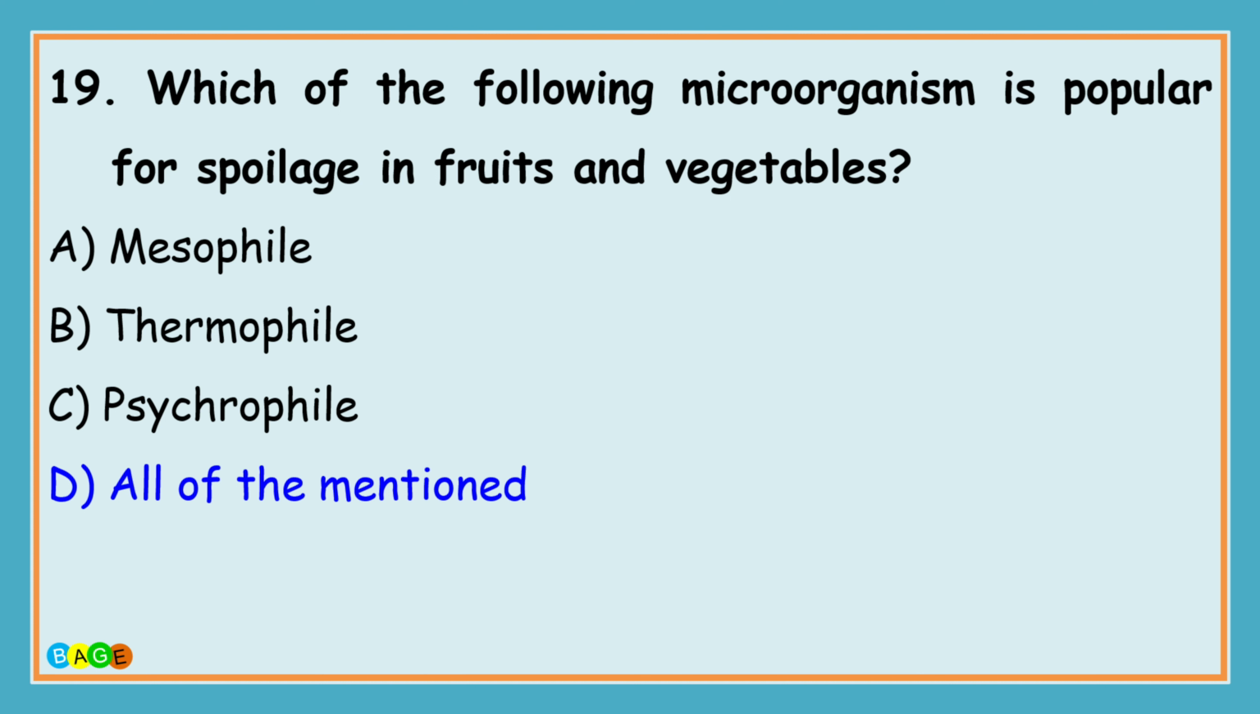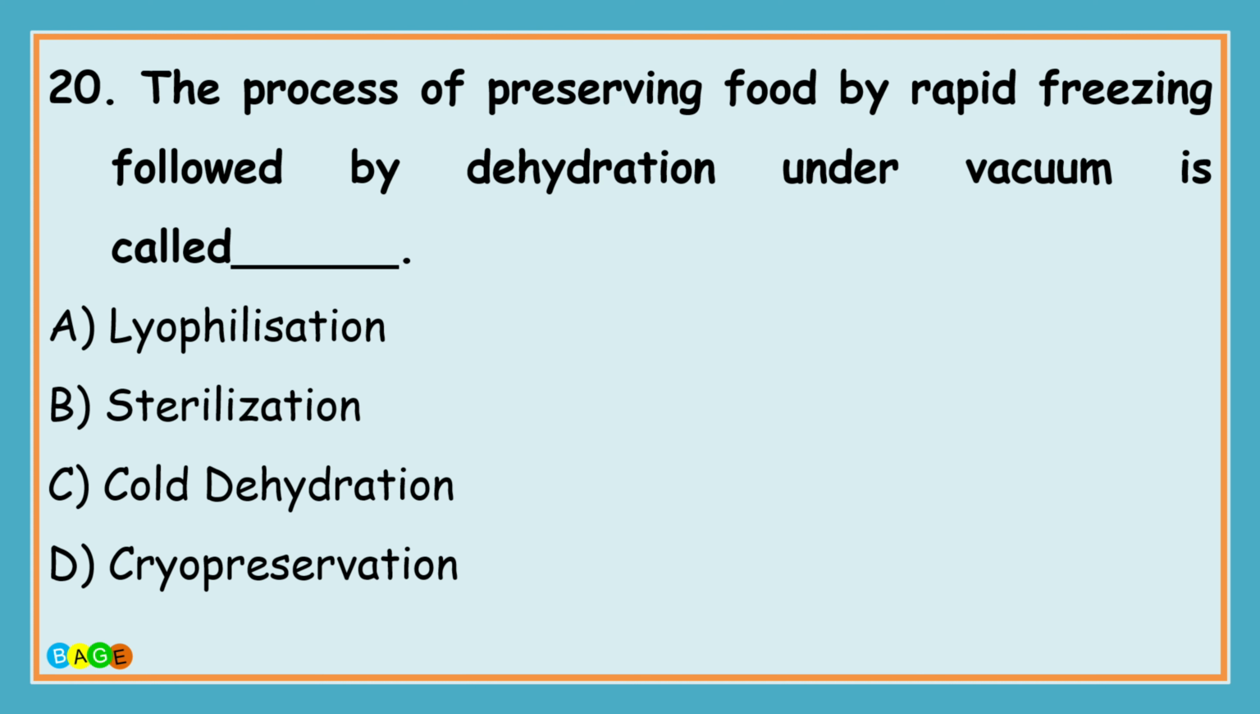All of the mentioned. Question number 20 is the process of preserving food by rapid freezing followed by dehydration under vacuum is called as dash dash dash, and the options are A lyophilization, B sterilization, C cold dehydration, and D cryopreservation. And the correct answer is lyophilization.